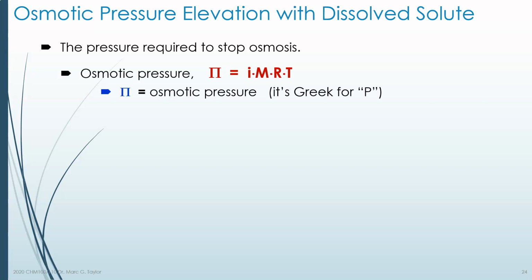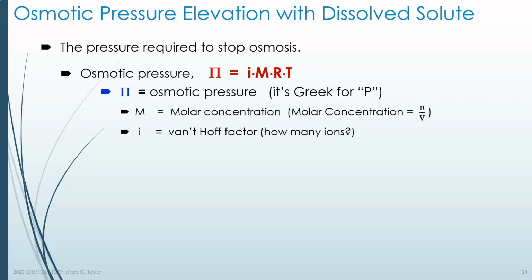Well, the pi is the osmotic pressure, just the Greek letter for P. The M is our concentration in molar, so that's the number of moles per liter, or the n per volume. And i is something you haven't heard before called the van't Hoff factor. The van't Hoff factor tells you how many particles each solute molecule or formula unit will turn into when it goes into the water. And I'll explain that in a second.